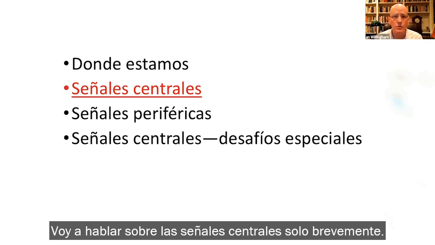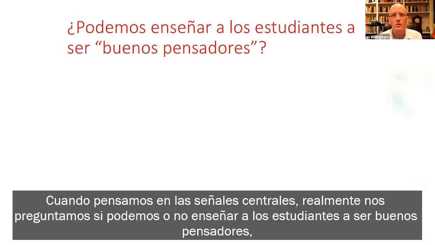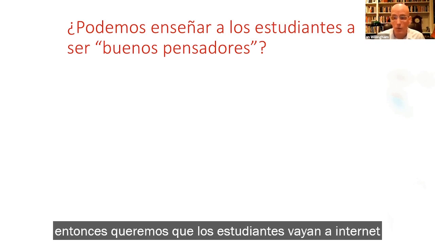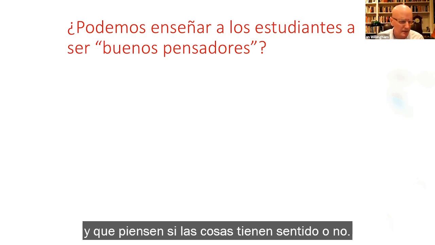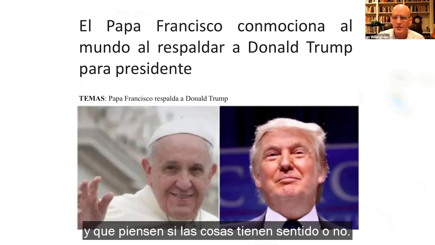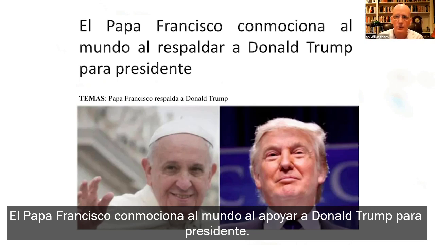I'm going to talk about central cues only briefly. When we think about central cues, we're really asking whether or not we can teach students to be good thinkers. So we want students to go on the internet and we want them to evaluate sources and assemble them logically and think about whether or not things make sense. And here's one of the more famous fake news headlines from the last US election: Pope Francis shocks the world, endorses Donald Trump for president.